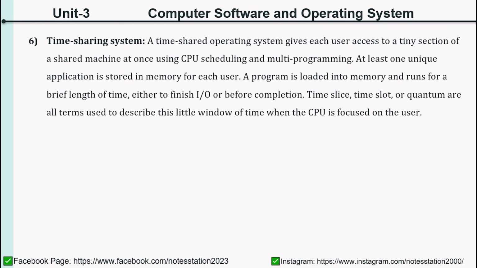Time-sharing system. A time-shared operating system gives each user access to a tiny section of a shared machine at once using CPU scheduling and multiprogramming. At least one unique application is stored in memory for each user. A program is loaded into memory and runs for a brief length of time, either to finish I/O or before completion. Time slice, time slot, or quantum are all terms used to describe this little window of time when the CPU is focused on the user.